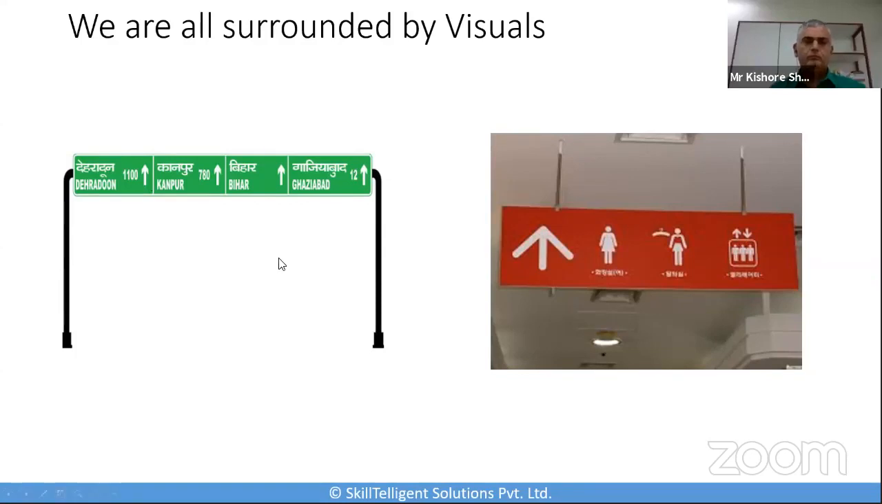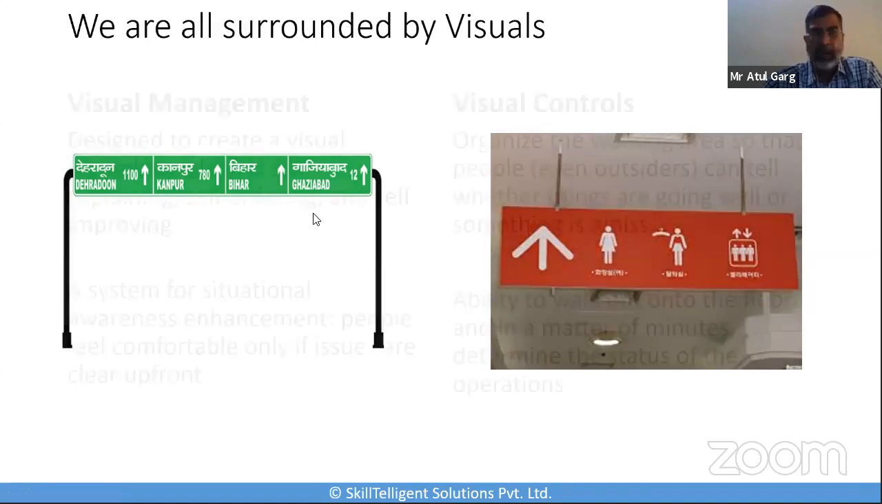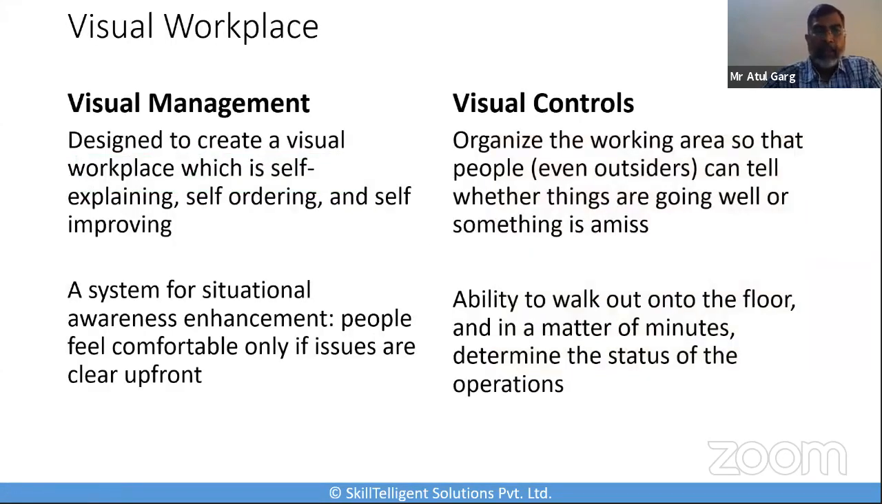Or this sign tells you that a straightforward road will take you to Dehradun, Kanpur, Bihar, and Ghaziabad. Maybe if there is a divergence somewhere, then it will show a different arrow and tell you where it will take you. So these are all visuals which already exist. Road signs also tell us if there is a speed breaker, where it is, or where a turn is expected, where it will lead you, and so on and so forth. So we are all surrounded by visuals now. Okay.